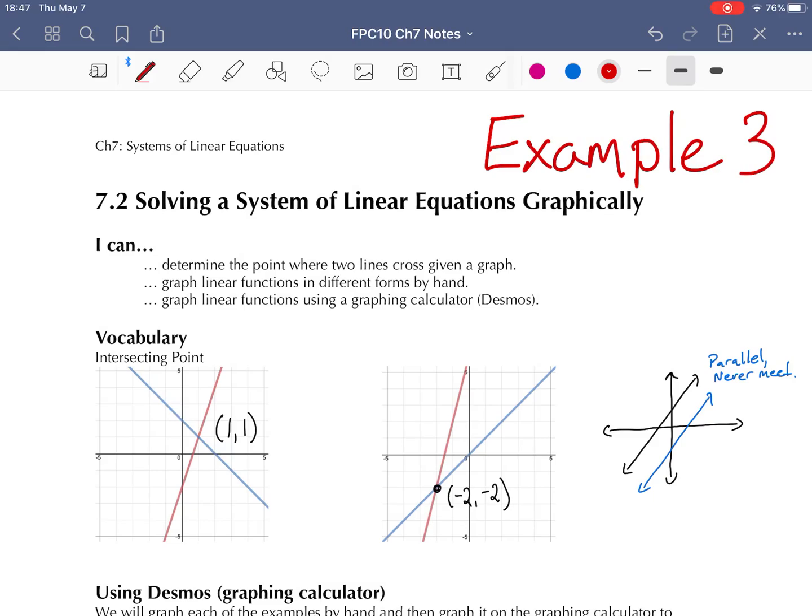Hello, this is Mr. Stein, and in this video we're going to look at example number 3 from section 7.2, solving a system of linear equations graphically.